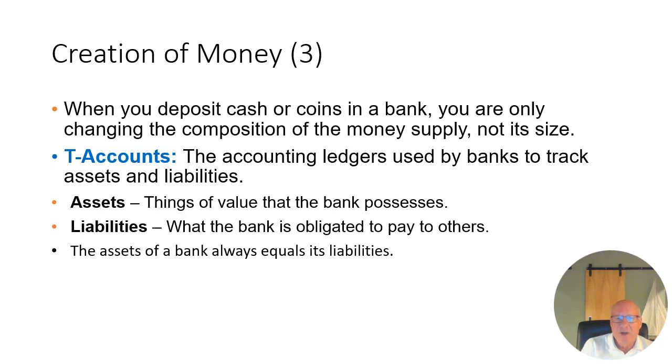The first thing we need to recognize is that whenever you deposit cash or coins in a bank, and we're just going to refer to coins as cash, you are only changing the composition of the money supply, not its size. Because we're assuming that if you deposit cash, money was taken out of some other bank account. So you increase one bank account, but you decrease another. We're going to have to find a situation where you have net new money being added to the system. But for now, the vast majority of transactions, like when you get paid and you put the money in your checking account, you don't actually change the money supply.